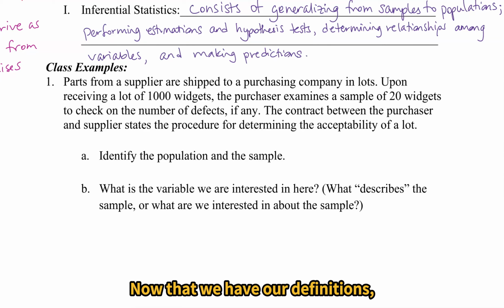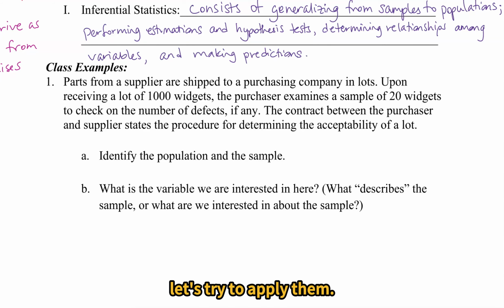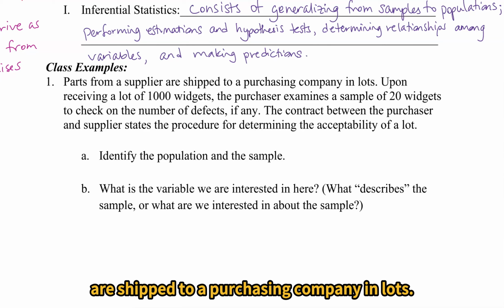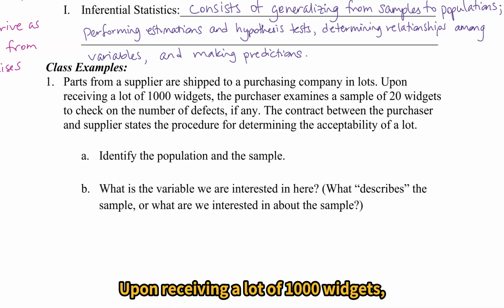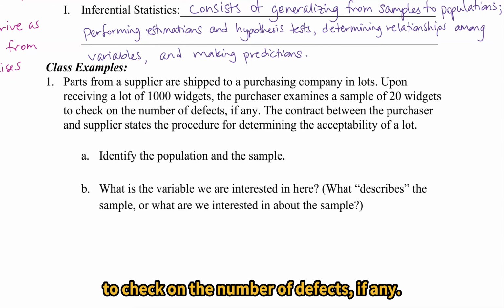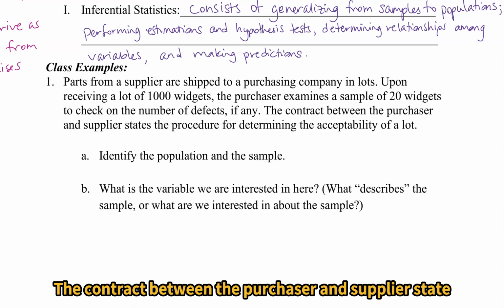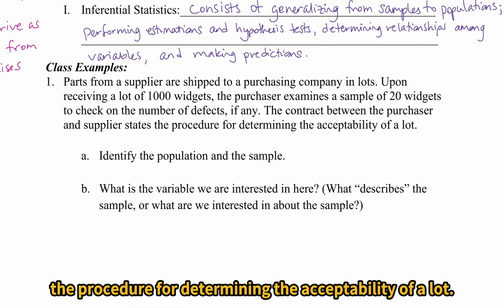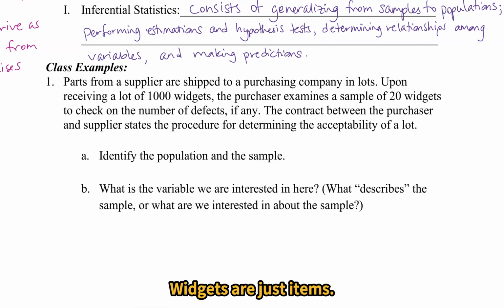Now that we have our definitions, let's try to apply them. Parts from a supplier are shipped to a purchasing company in lots. Upon receiving a lot of 1,000 widgets, the purchaser examines a sample of 20 widgets to check on the number of defects, if any. The contract between the purchaser and supplier states the procedure for determining the acceptability of a lot.